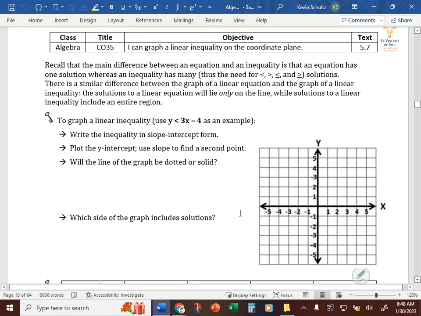Algebra, we are moving on to CO35, graphing a linear inequality on the coordinate plane. So we've graphed equations before, and to graph an equation, we used slope-intercept form. We're actually going to do the same thing.